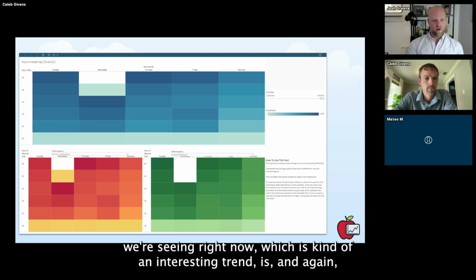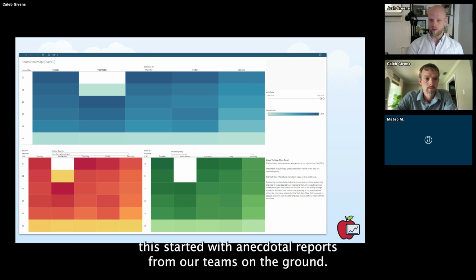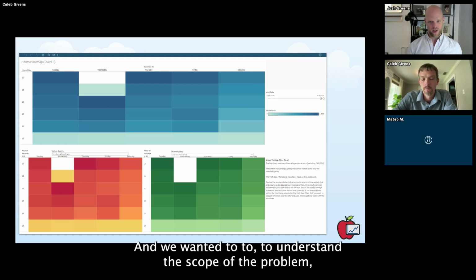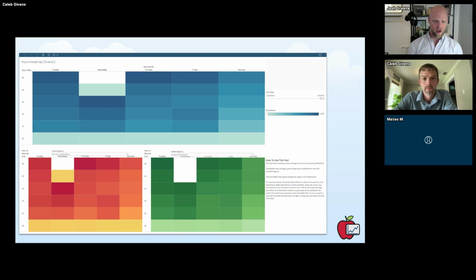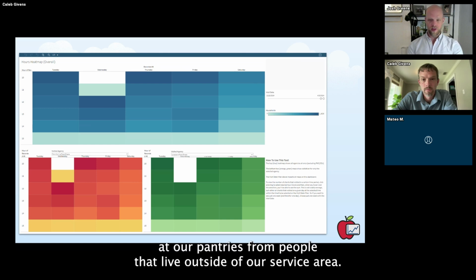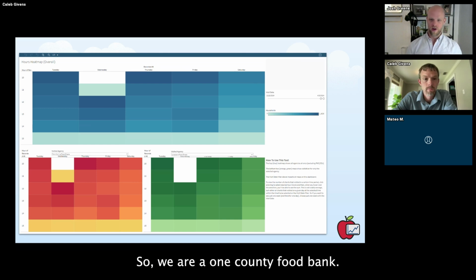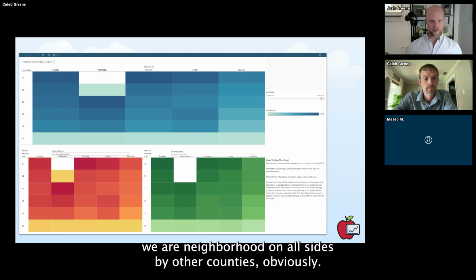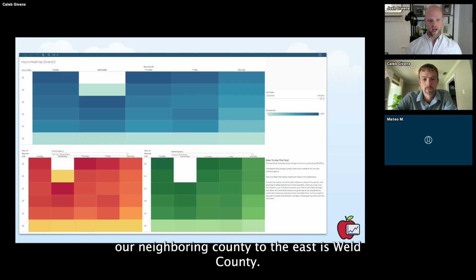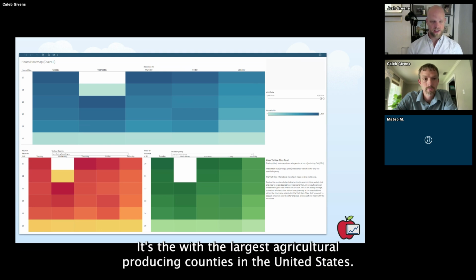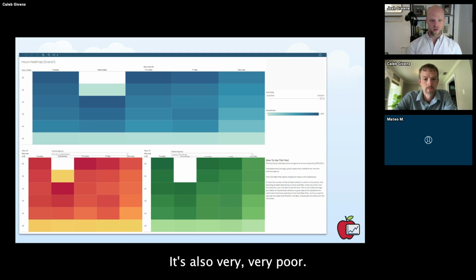Something else we're seeing right now, which is an interesting trend, and again, this started with anecdotal reports from our teams on the ground. We wanted to understand the scope of the problem: visitation at our pantries from people that live outside of our service area. So we are a one county food bank. We are neighbored on all sides by other counties, obviously. Our neighboring county to the east is Weld County. It's one of the largest agricultural producing counties in the United States. It's also very, very poor.